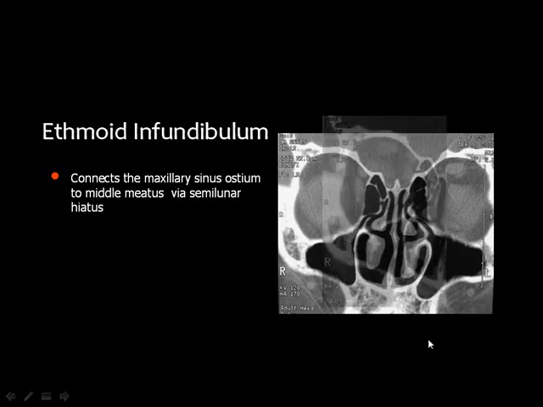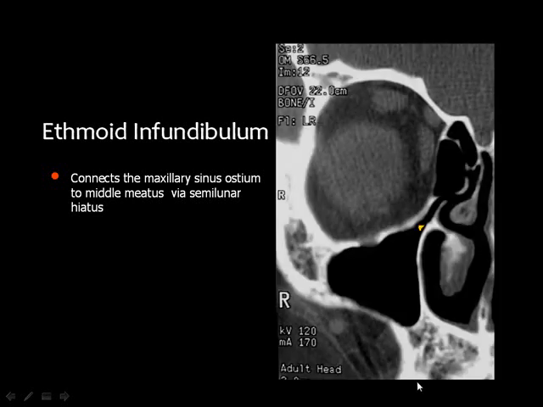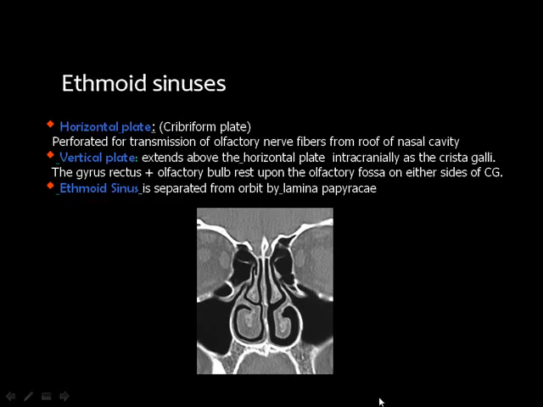And this is the osteomeatal complex, and this particular image will show the region of the ethmoid infundibulum, which is the passage between the site of the ostium and the hiatus semilunaris, as you all know, bordered medially by the uncinate process and laterally by the orbital wall.